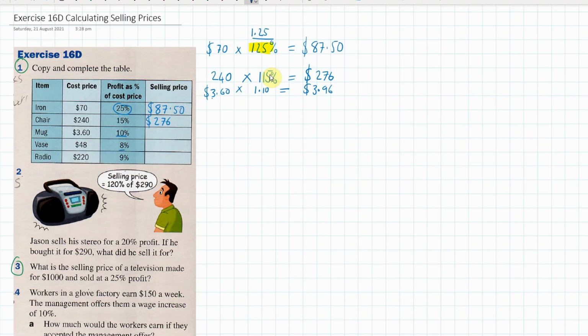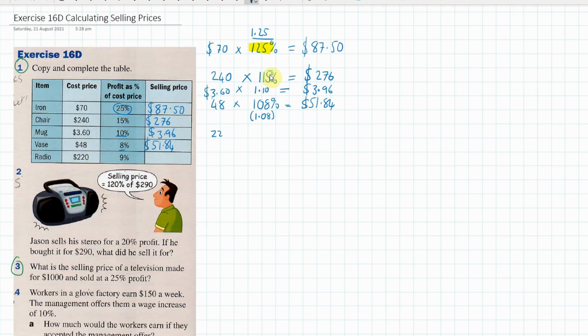Now looking at the next one, the vase was initially $48, and so we're going to times it by 108%, or instead of 108 you might go 1.08, and this gives us 48 times 1.08, it's $51.84. 51.84, so chuck that in there. And for those of you with OCD, we better chuck this in, 3.96.